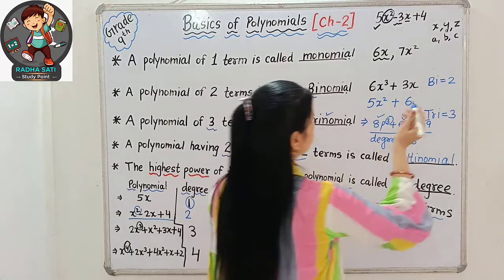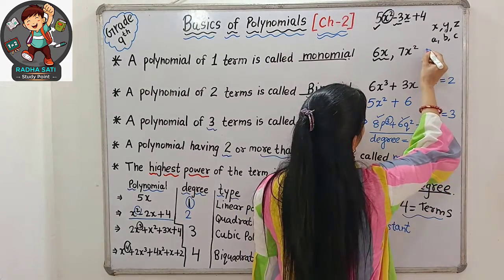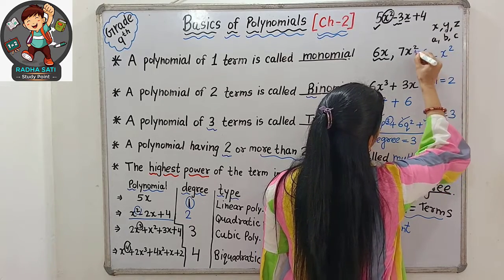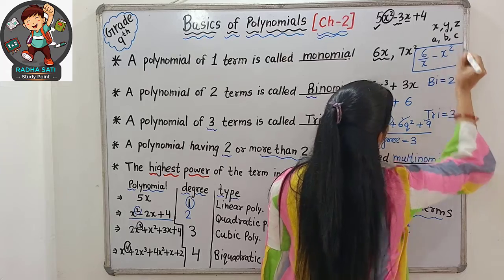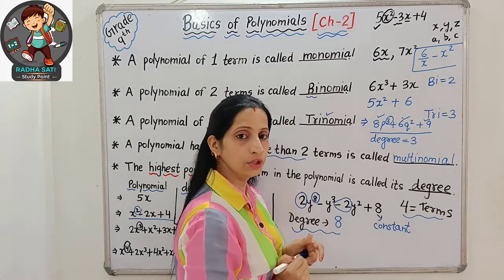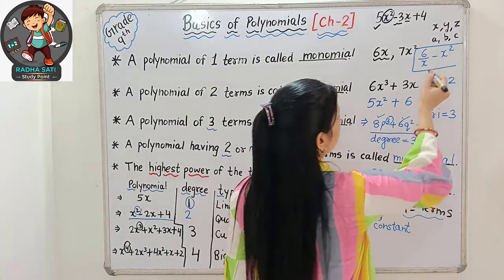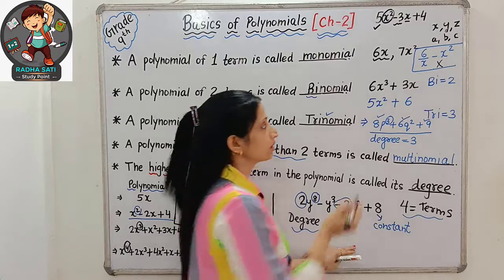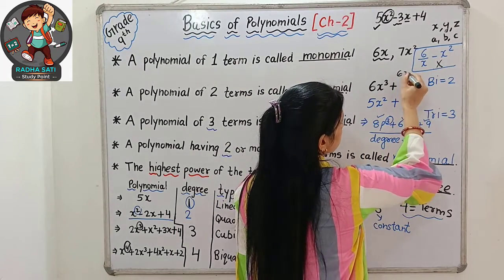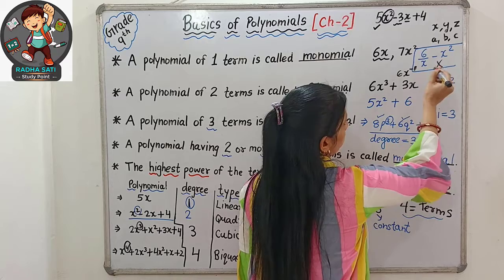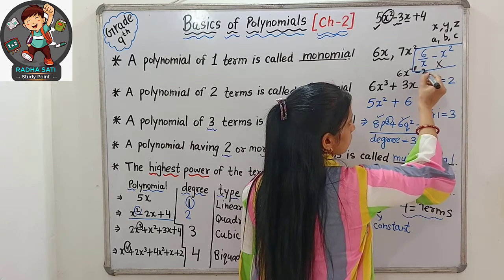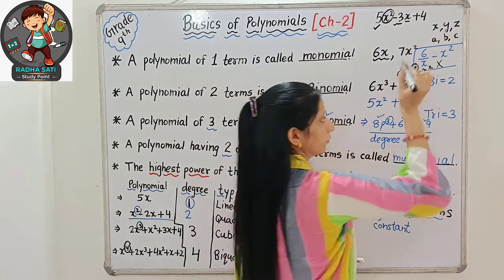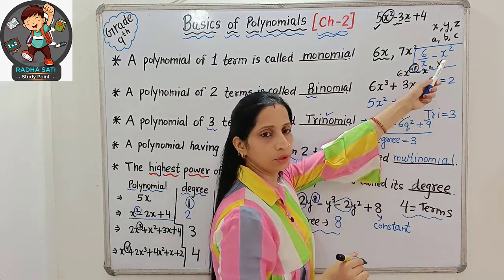For example, let's write an example here. 6 upon x minus x raised to the power 2. If someone will ask, is this a polynomial? So the answer will be no. This is not a polynomial, because here 6 upon x means 6 times x raised to the power minus 1. Okay, and this is minus x square. So the power of x here it is positive but here the power is negative. Hence it will not be a polynomial.